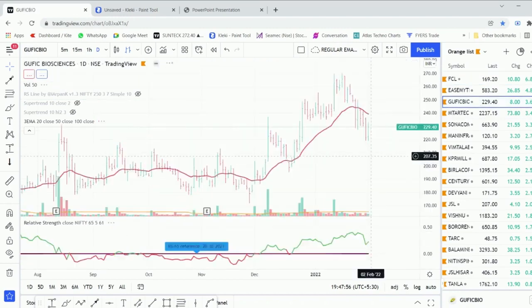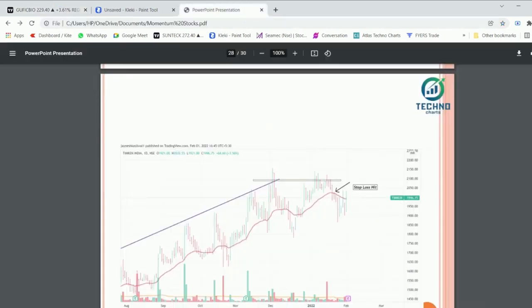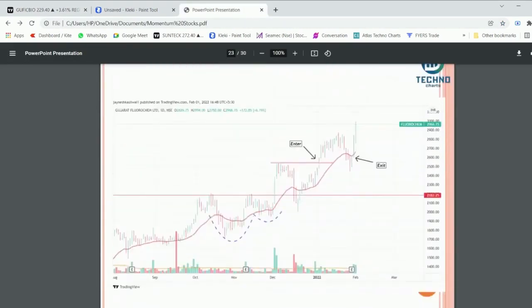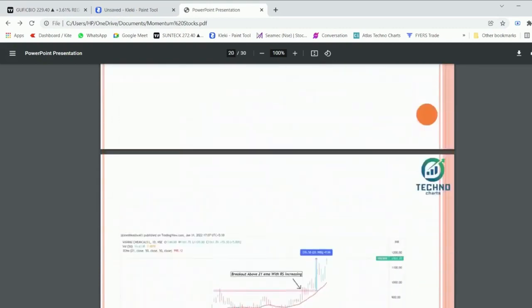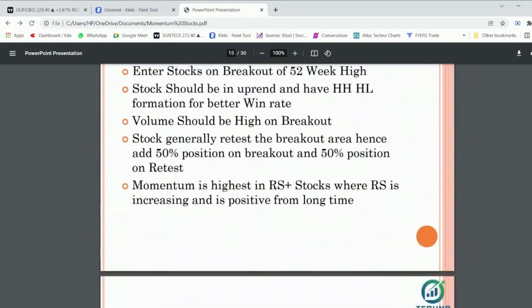and then exit the stock. For example, if we check the Gufic Bio chart, if we had entered on this 52-week high breakout, then we would have exited here with a minor gain or a minor loss, whatever. So the probability of profits is much higher, and the percentage gain is much higher in winning stocks, and the percentage you lose in a loss making trade will be much lower. And hence, this is how you can utilize the screener also to identify 52-week high breakout stocks and enter during the day, so that you don't miss the gain entirely.